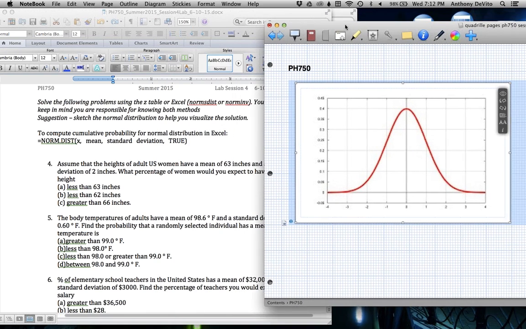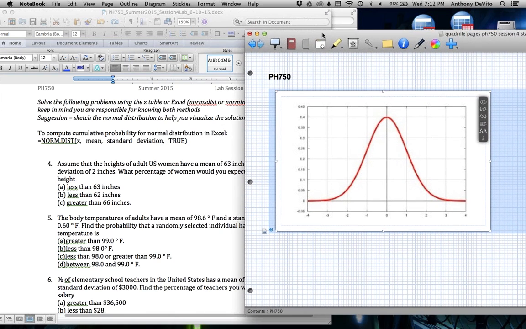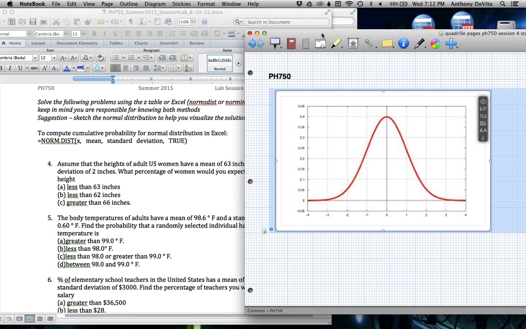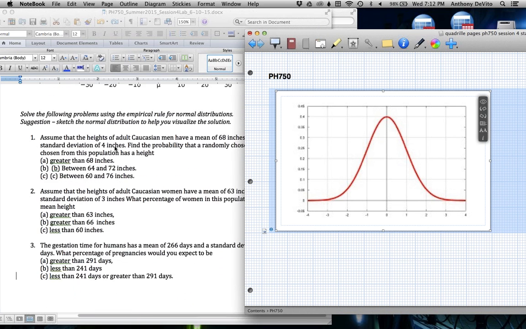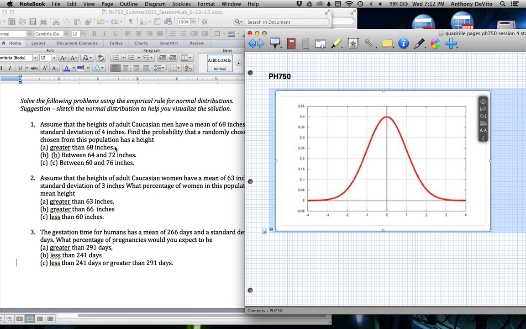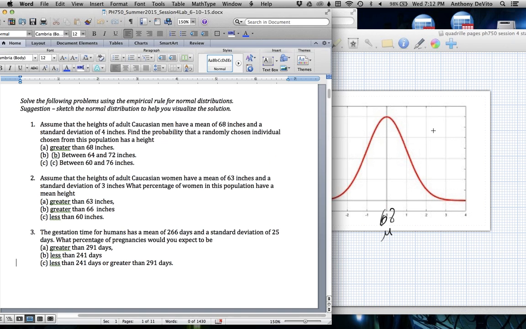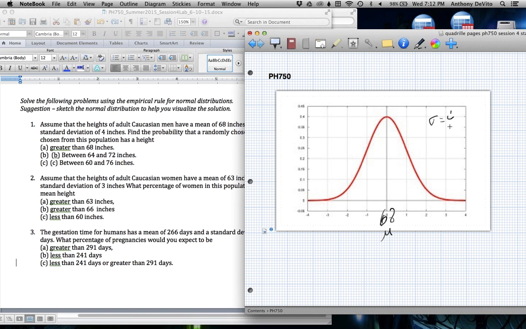Okay, I think I can work with both of these at the same time. Okay, where's my first example there? The heights of adult Caucasian men, the mean is 68 inches. So the mean is 68. Right, that's our mean. Standard deviation of 4 inches. Sigma is equal to 4.